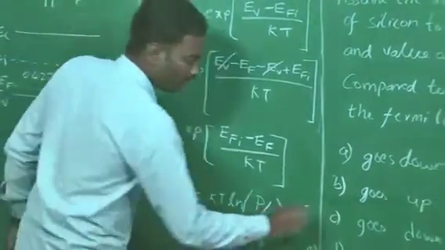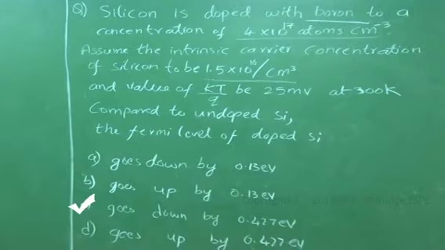So the right answer is option C, goes down by 0.427 electron volt.